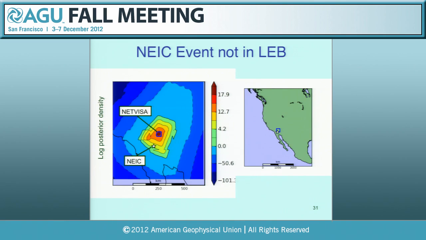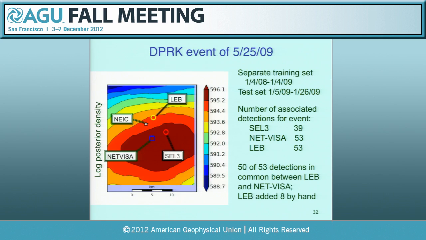So here's one example. This is an event in Mexico, which is in the NEIC catalog. And here on the left, we show a heat map for the posterior probability that that event occurred and its location. And this is the NetVisa location. This is the NEIC location. And there was nothing in either cell 3 or in LEB for this event. And for the DPRK event of 2009, we do about as well as LEB with the same number of associated detections and a very similar location.